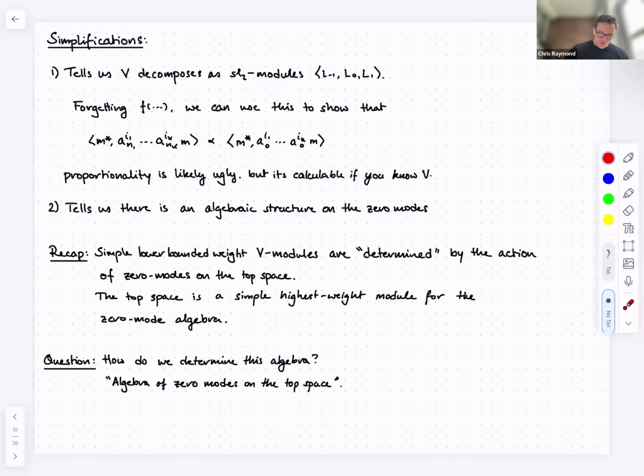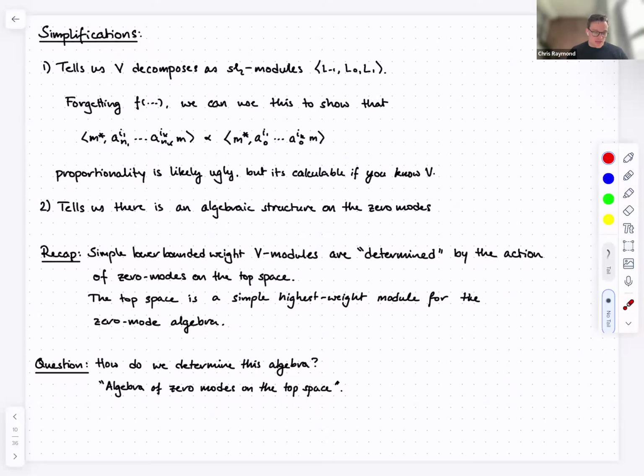Okay, so just to recap, because at the moment we're maybe getting a little lost in the weeds, right? This idea is that we have simple lower bounded weight V modules, and they're in some sense determined. This is telling me, in essence, everything I want to know about my module. It's determined by the action of the zero modes acting on the top space, right? So you can flip this around, we can realize that this top space, whatever it might be, is some simple highest weight module for my zero mode algebra, right?